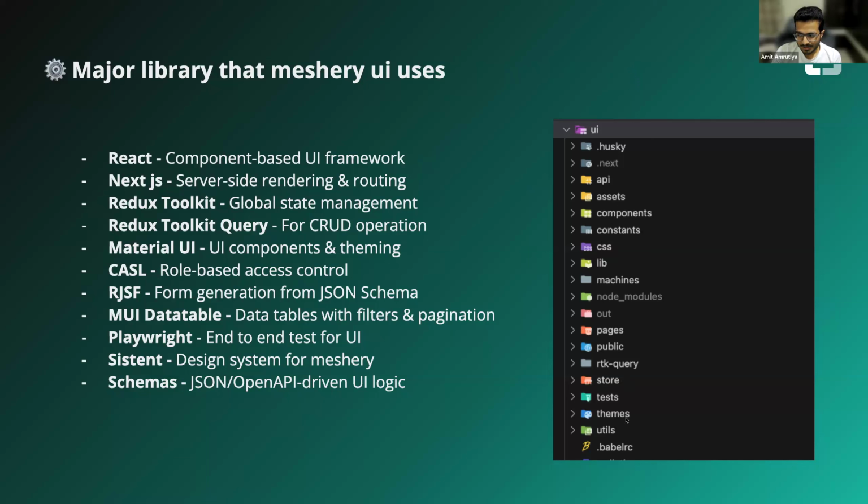Here is the theme, like all of the theming we defined here. Yeah, this is the general architecture, the general folder structure we use in the Meshery UI. And we have a couple of other projects like the Sistent and the schema. We are going into there.